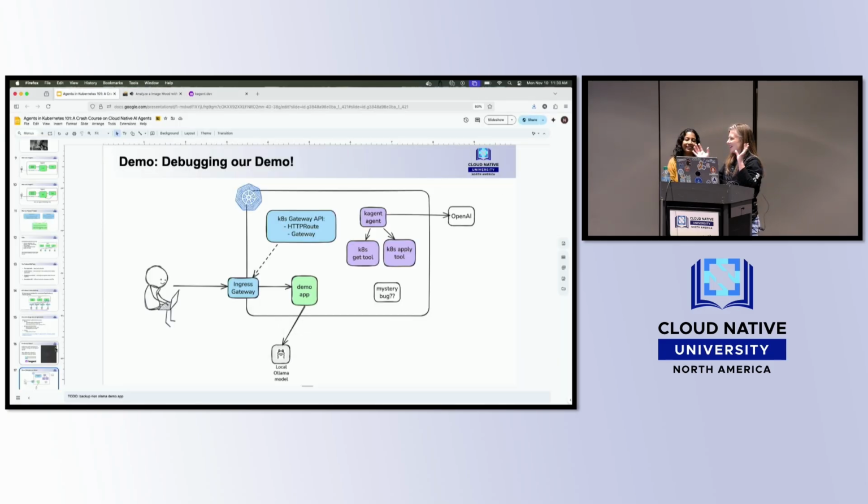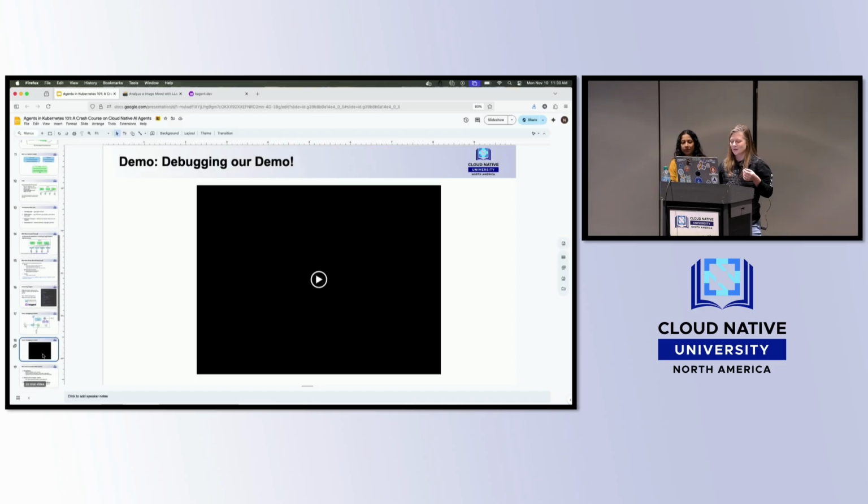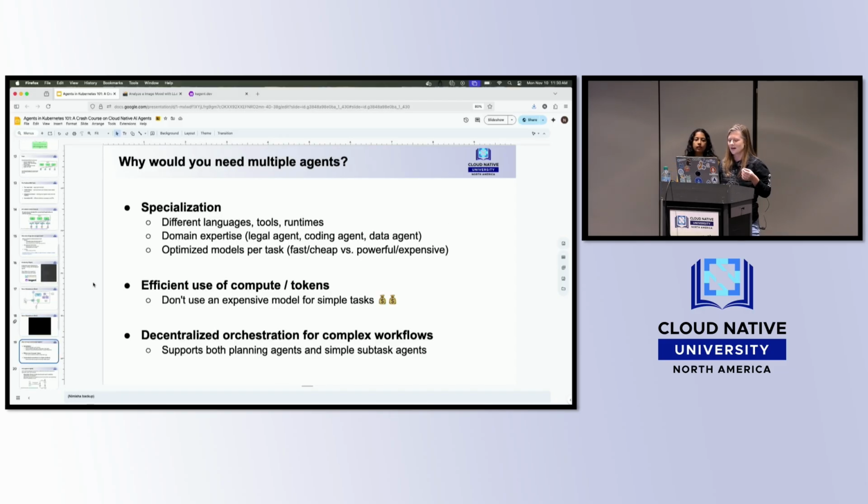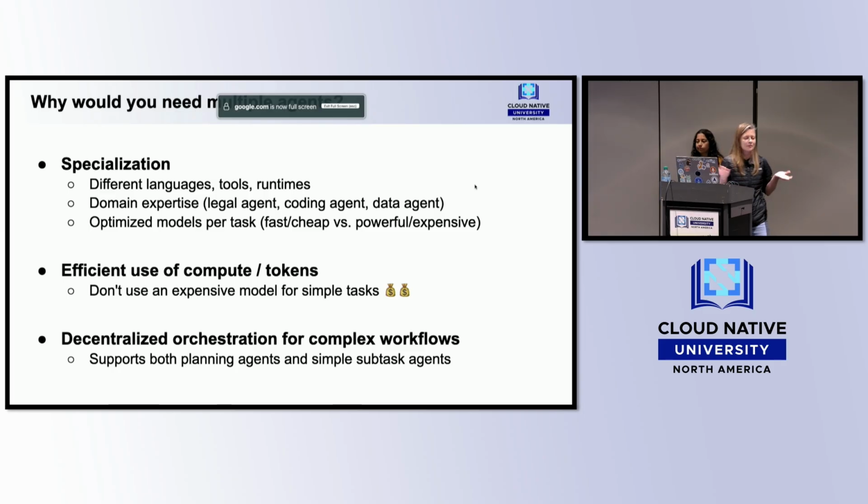Cool, so we saw a single agent with direct tool calls. So the next thing we're gonna do is actually show an example with multiple agents. So why do you need multiple agents? You might want specialization, so your agents might be specialized to use a specific language, they might have specific domain expertise, or you might wanna use like a smaller model for a simpler task. So having nested agents lets you kind of do that.